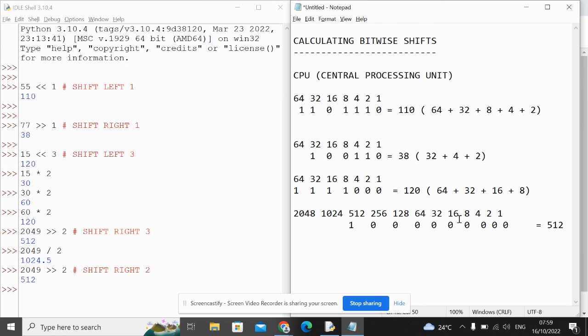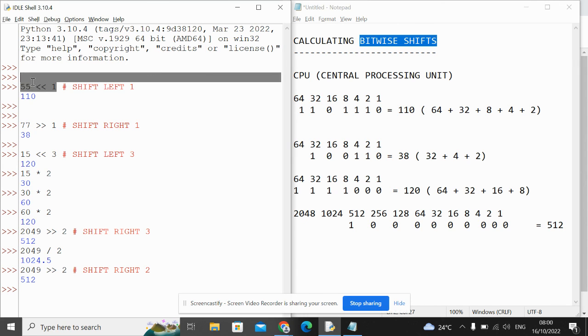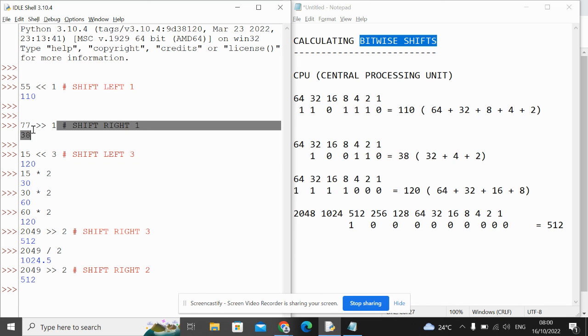So what we've covered in this video is calculating bitwise shifts, shifting to the left to double a number, shifting to the right to halve a number.